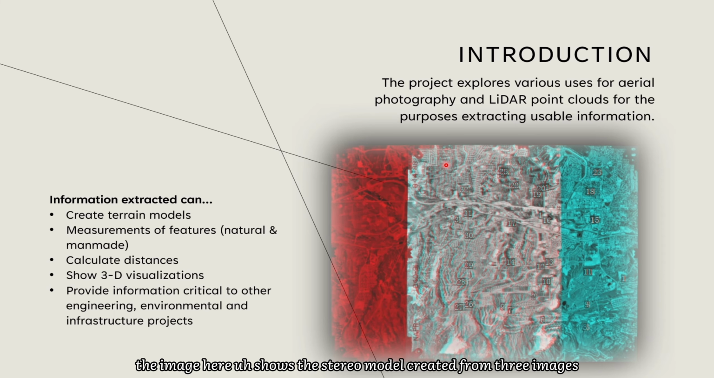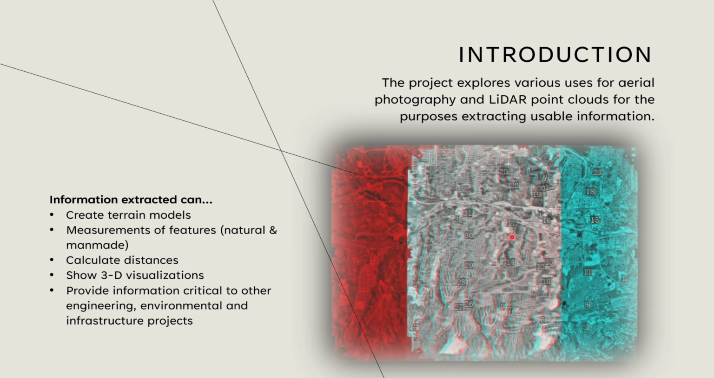The image here shows the stereo model created from 3 images, meaning that we are able to calculate heights of buildings, see roadways, things like that, with the detail provided. Again, that will be discussed further in Part 2.